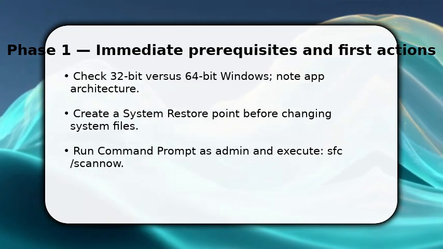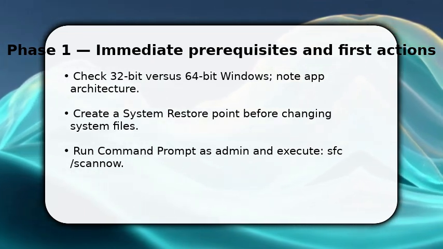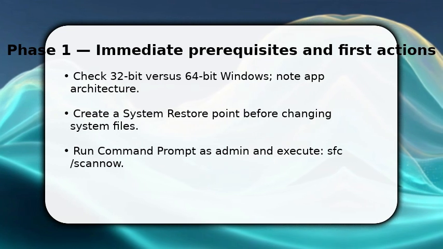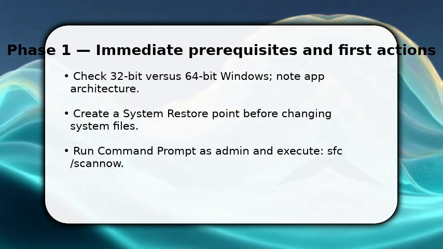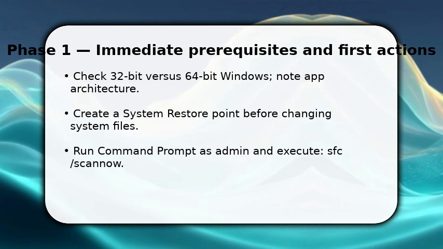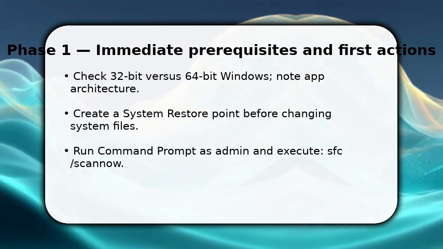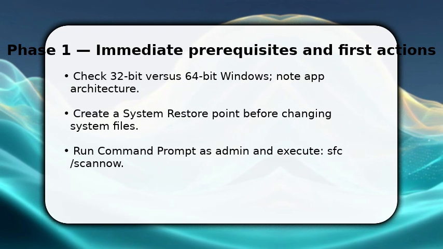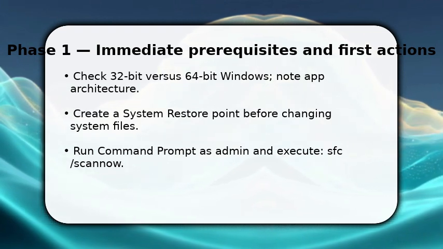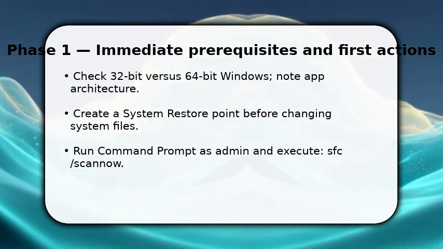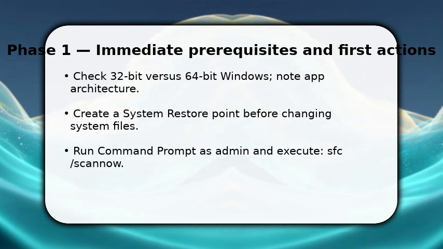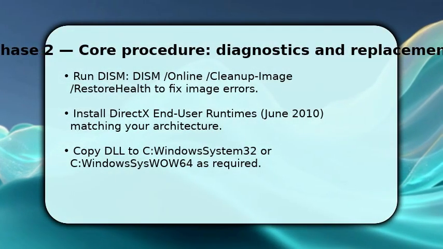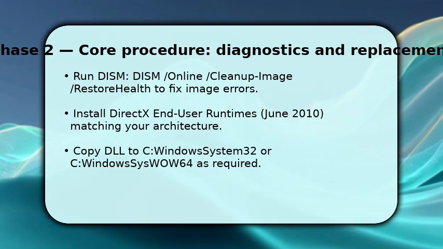Now open an elevated command prompt and run sfc /scannow to automatically detect and repair corrupted system files. This often restores missing system DLLs. If SFC finds nothing, check the recycle bin and the app folder for a misplaced Zapovx15 DLL before proceeding to the next step. Next, repair the Windows image and restore component files.